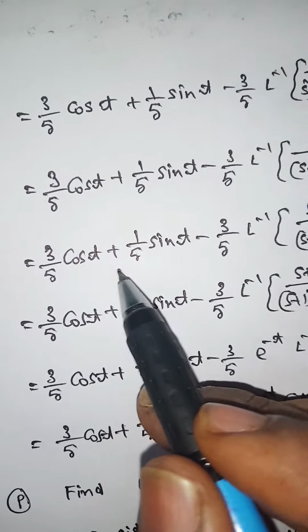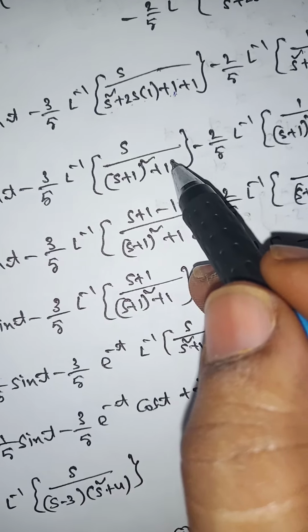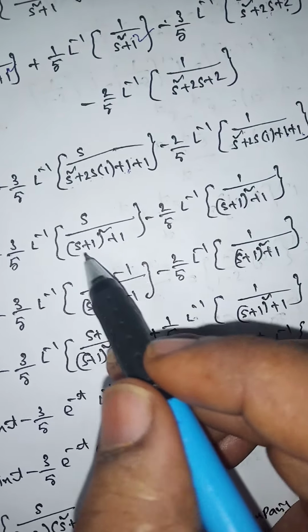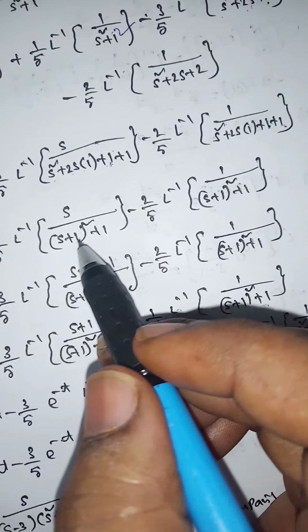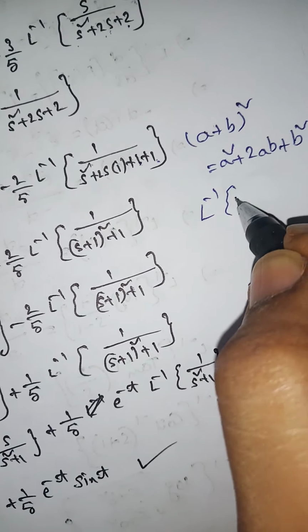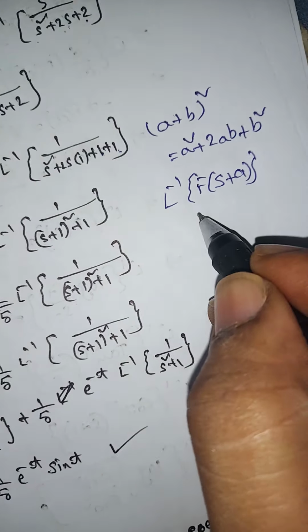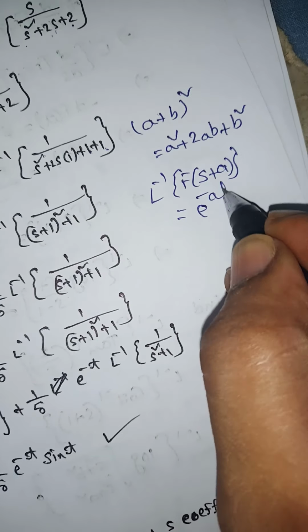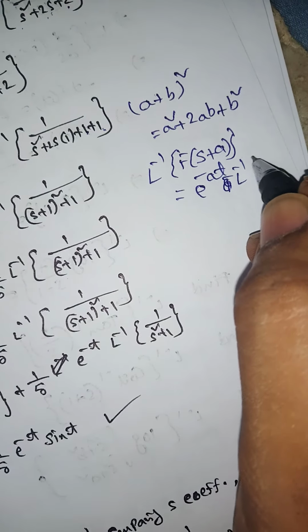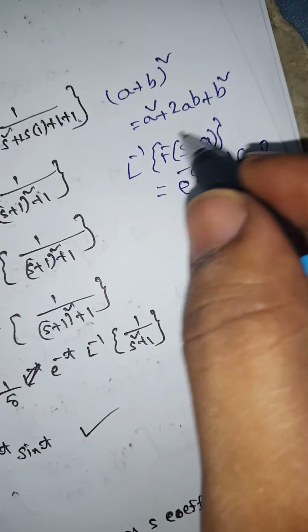Now 3 by 5 into cos t plus 1 by 5 into sin t minus 3 by 5 into, after writing this. Why am I writing this? Because I want to use the first shifting property. If you have L inverse of capital F of s plus a, the formula will be e power minus at into, immediately I will replace s plus a by s, that means L inverse of F of s. I am going to use this.